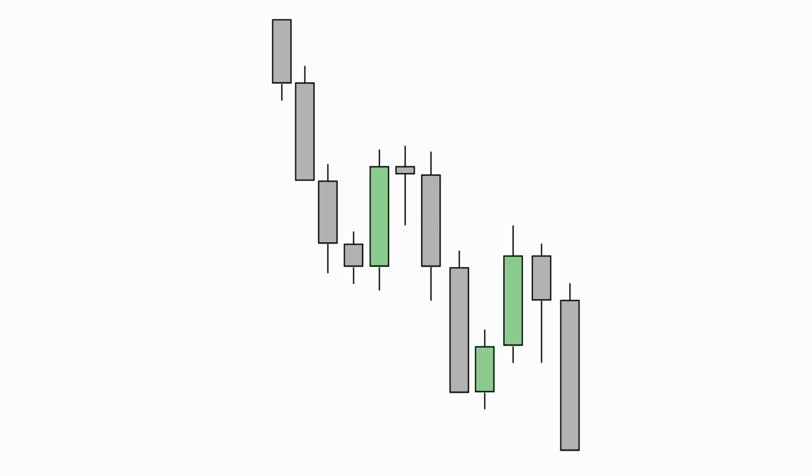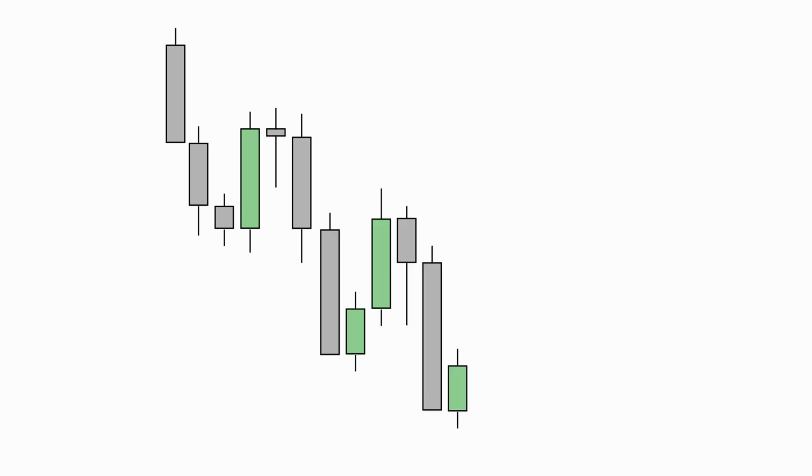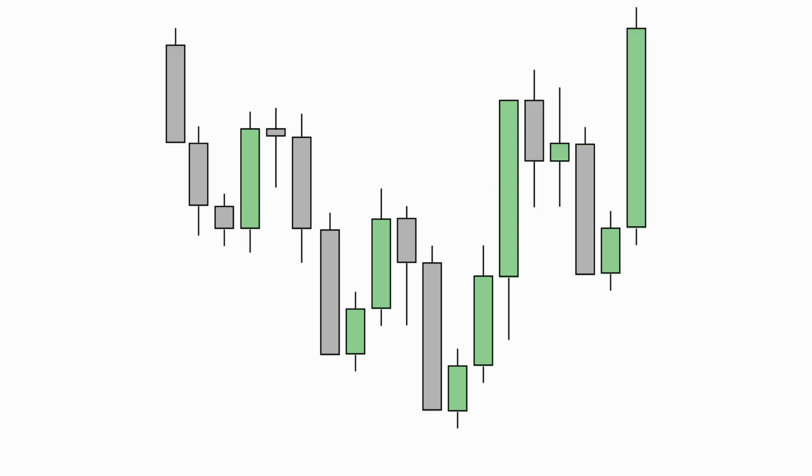Now here's the part most people overlook. When does market structure actually shift? Let's say we're in a solid downtrend, creating a series of lower lows and lower highs. Then suddenly, it shoots up and breaks the previous lower high. That's your shift in structure. This is where we go from bearish to bullish. Once price shifts its structure and expands and pulls back, you get your first higher low. That's where your first low-risk entry is, then followed by a new higher high.